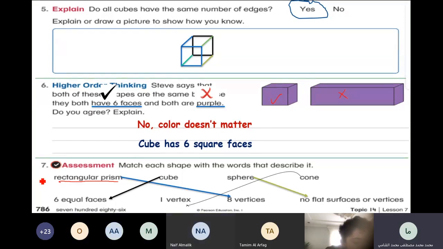So rectangular prism, 8 vertices. Cube, 6 equal faces. Sphere, no flat surface, no vertices. Cone, 1 vertex.